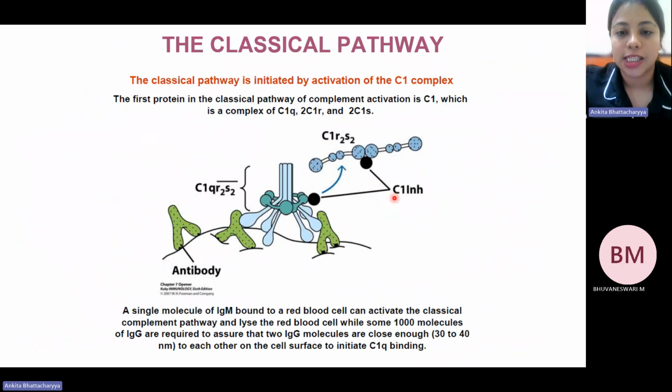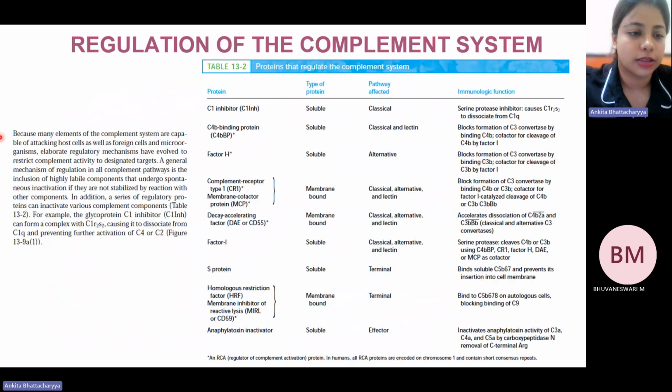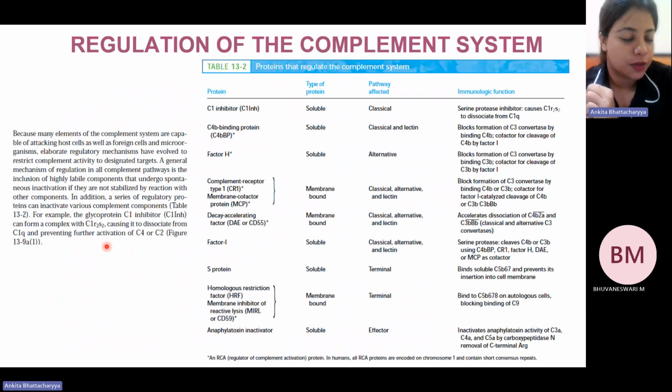Here, this is the C1 inhibitor in black. What you see is that it is maintaining this protein, C1r2s2, in that state and not allowing it to get cleaved. This is the first regulatory step which is occurring. We'll come to this in detail, don't worry about it. But basically that is what it does. It forms a complex with this protein and dissociates from C1q.